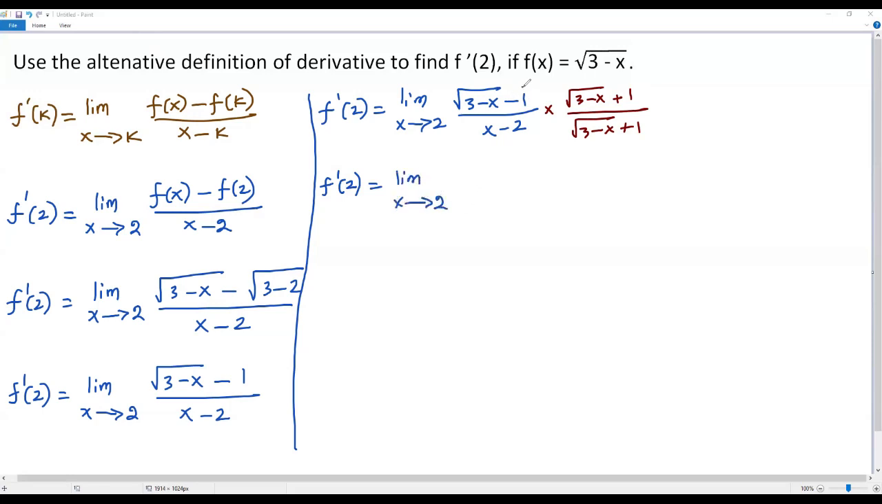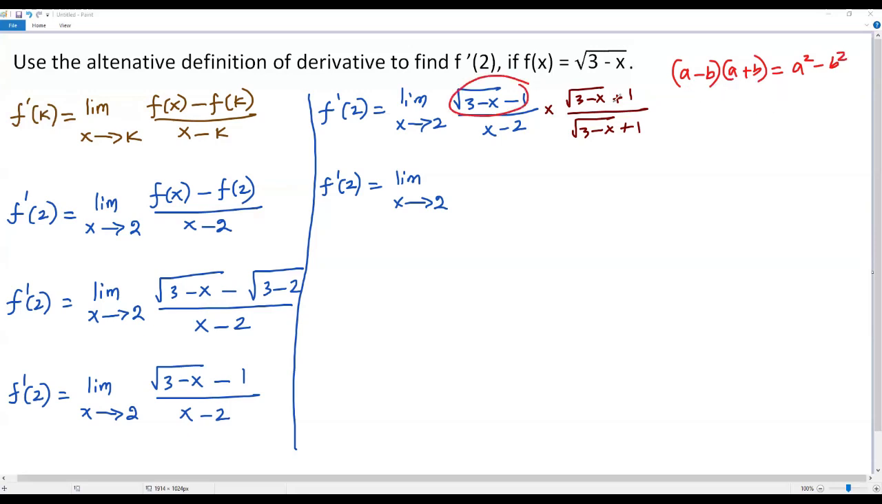Okay, now just look at the binomials over here. The product of these two binomials is in the form of a minus b times a plus b. Whenever we multiply two binomials like this, where both binomials have the same terms but only the sign is different, here we have negative, here we have positive, the product is equal to a square minus b square. Actually, it's one of the basic identities of algebra.